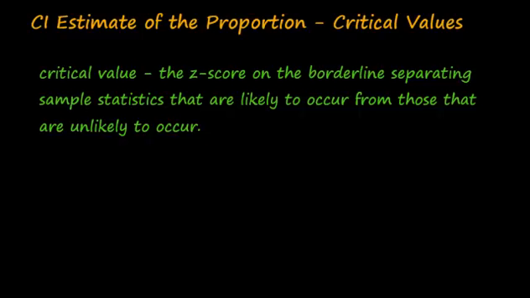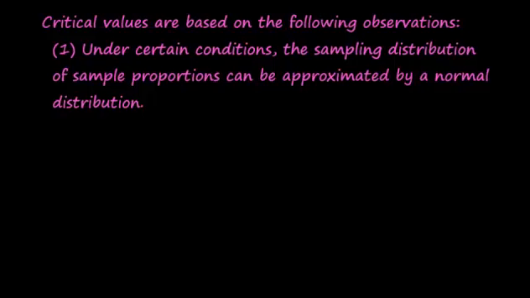Okay, so critical values are based on these following observations. Under certain conditions, the sampling distribution of sample proportions can be approximated by a normal distribution. And remember, we've talked about the sampling distribution of the sample mean, and the sampling distribution of sample proportions. The mean and the proportion are both unbiased estimators of their population parameters.